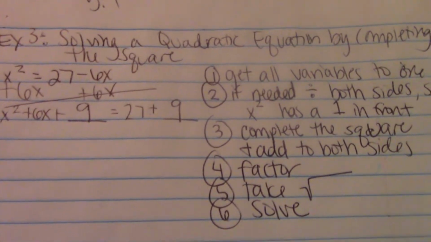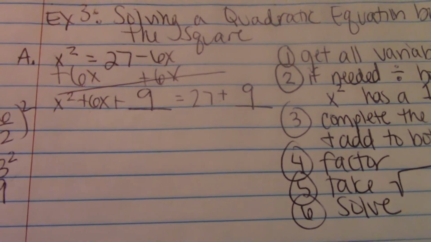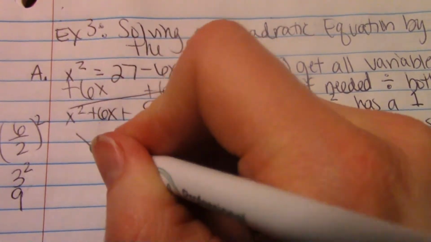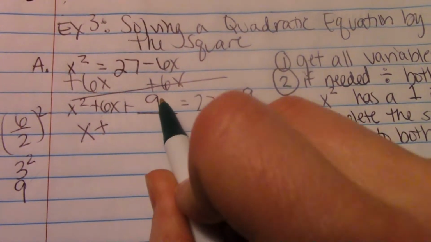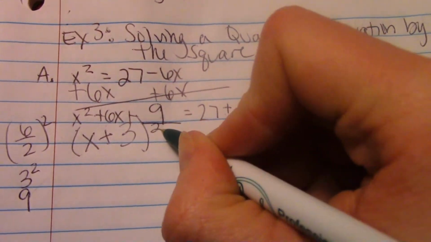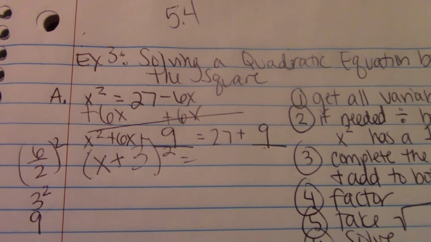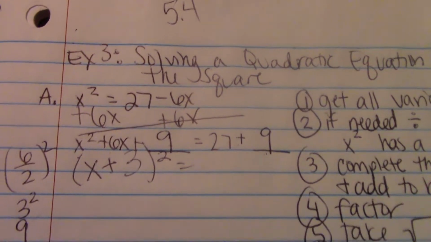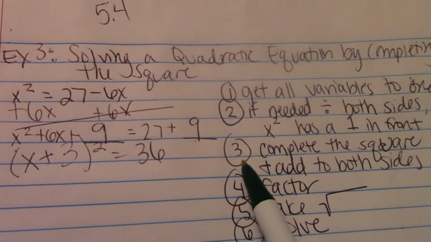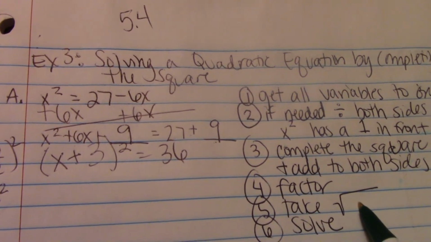Now the left side should be factorable. If we factor this, once again it's a perfect square. So x plus, the square root of 9 is 3, and square it, equals, and now combine these over here. 27 plus 9 is 36. So we have now added to both sides. We need to factor. We did that. And take the square root.